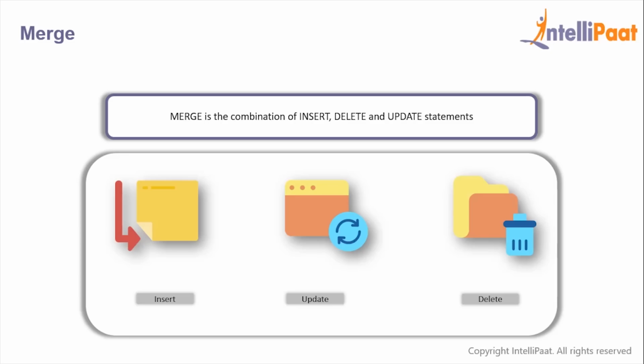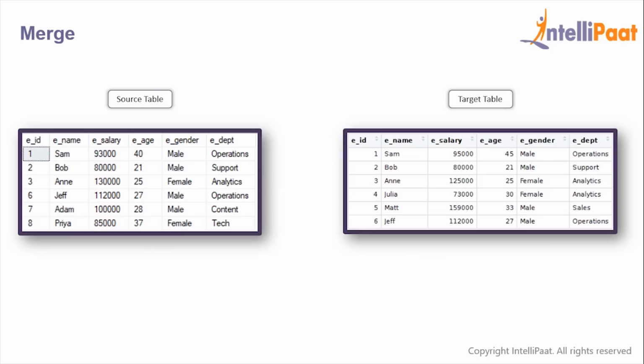So the merge statement helps us to perform insert, update and delete in just one statement. This means we no longer require multiple statements to perform insert, update and delete. And for the merge statement, we require two tables, a source table and a target table. So the source table basically contains all the changes which are to be applied to the target table. And the target table is that table upon which we'll be implementing all the changes.